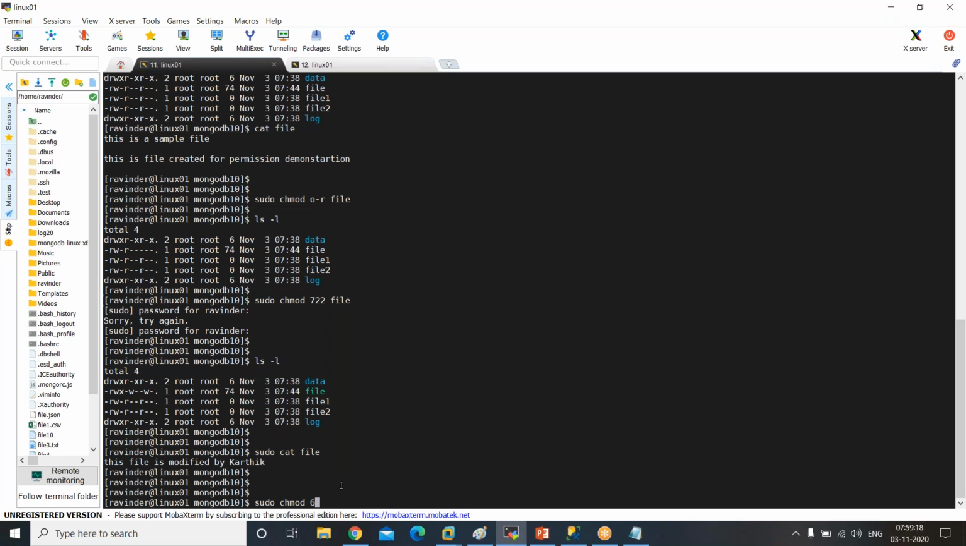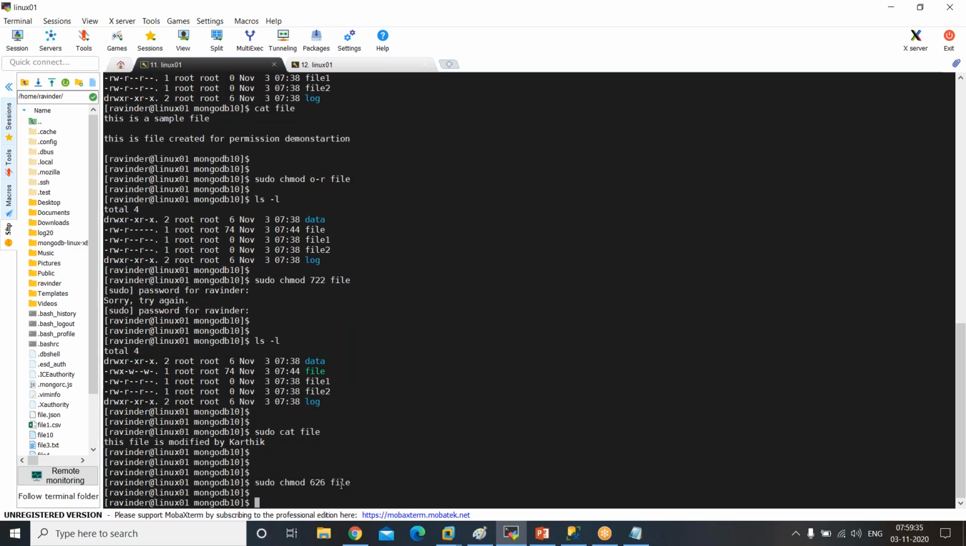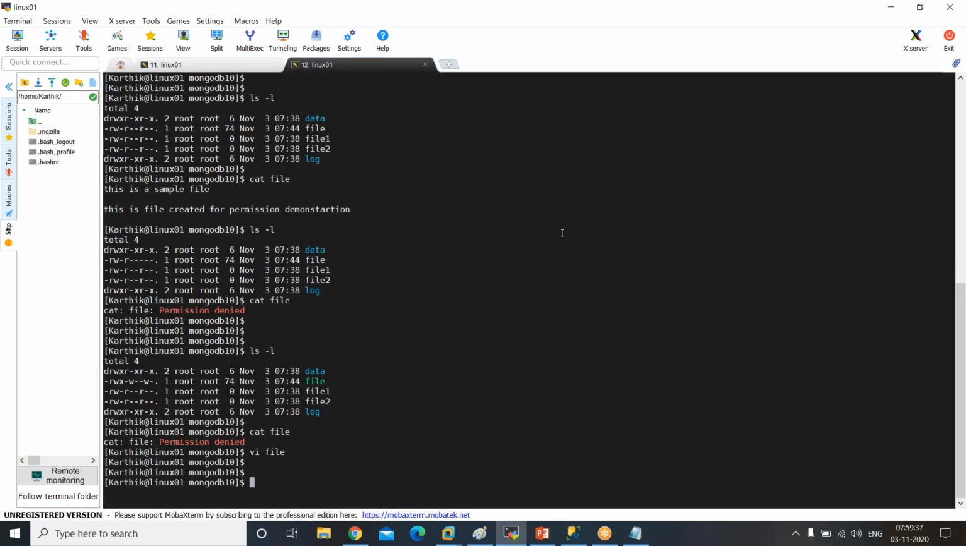And group only should do the write. So what is the number I have to give? 2. So 6 2 6. Right. Others should get the read and write. I was saying it. 6. And which file did you want to mention? Right. Now the permissions have been modified on the file.